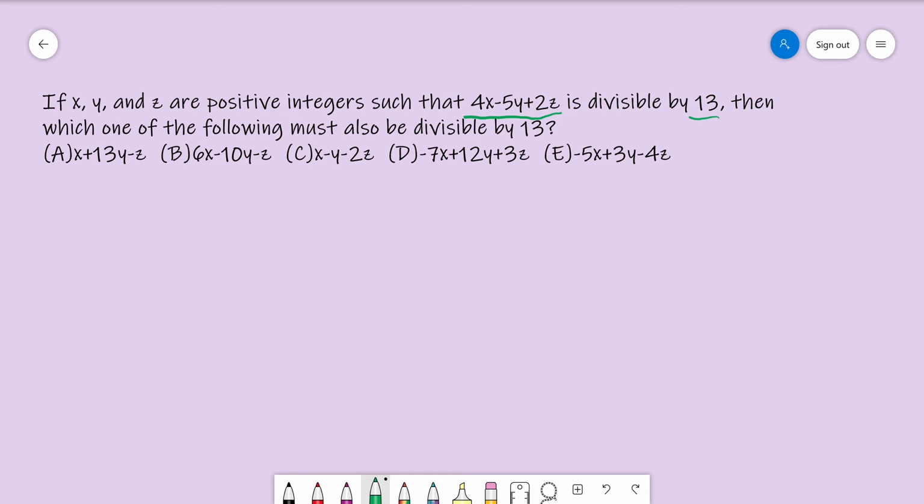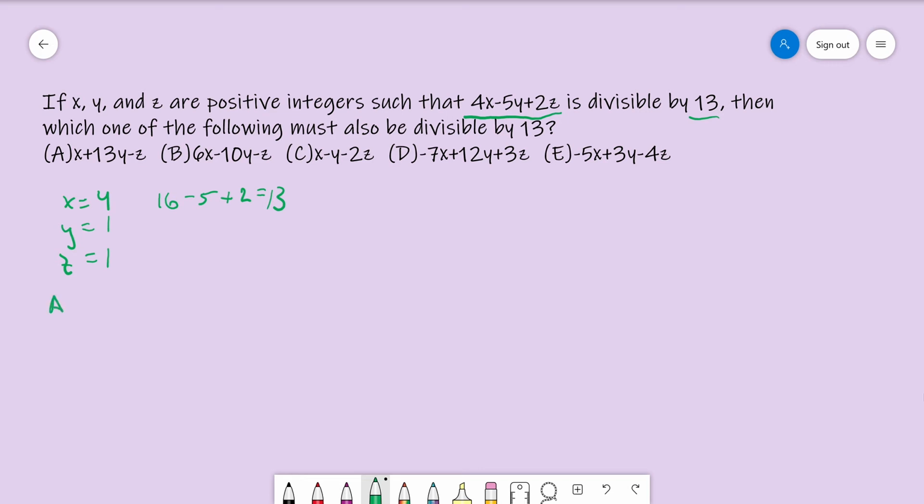see what works. For example, if we try x equals 4 and then y equals 1 and z equals 1, we get 16 minus 5 plus 2, which is equal to 13. So we know that 4, 1, and 1 satisfy this statement. And then we can check which of these other statements also is satisfied by these three numbers.